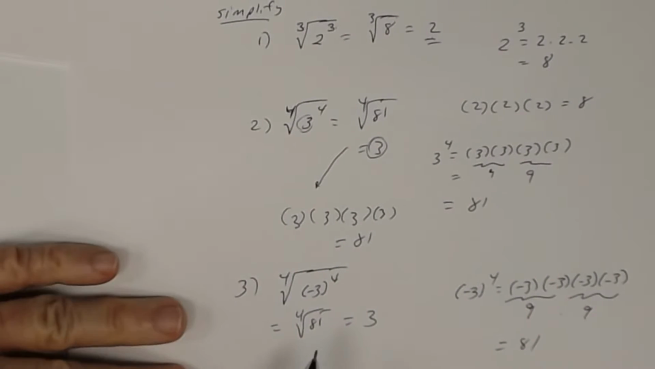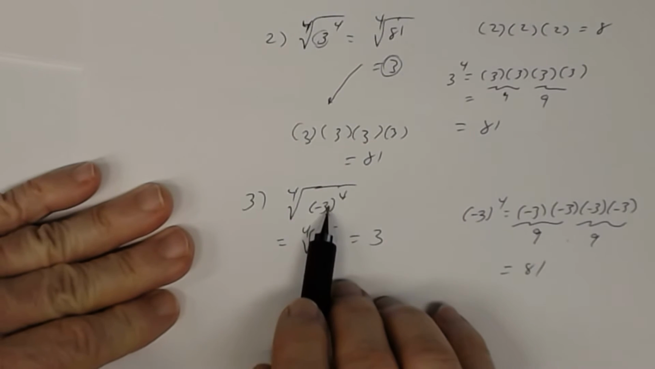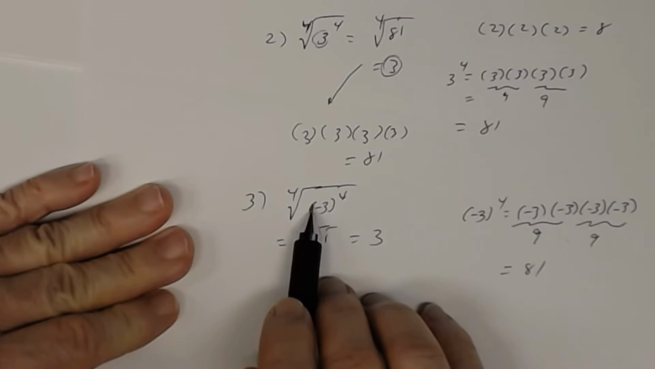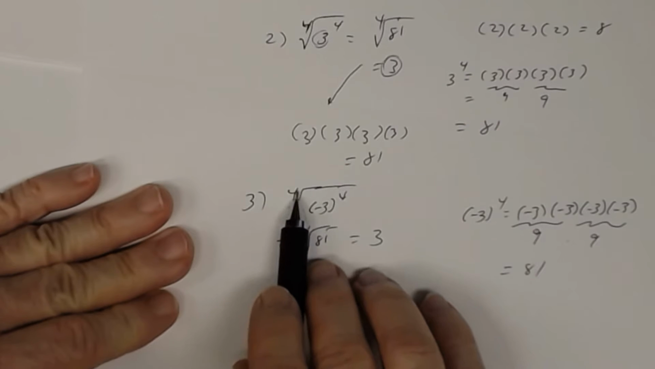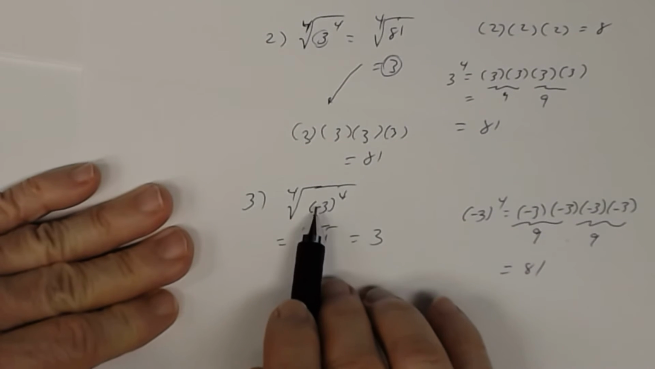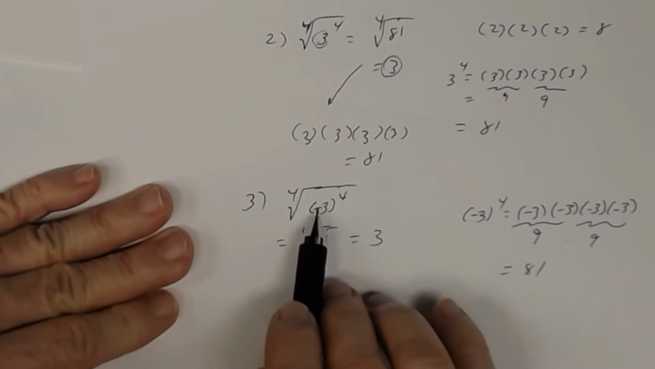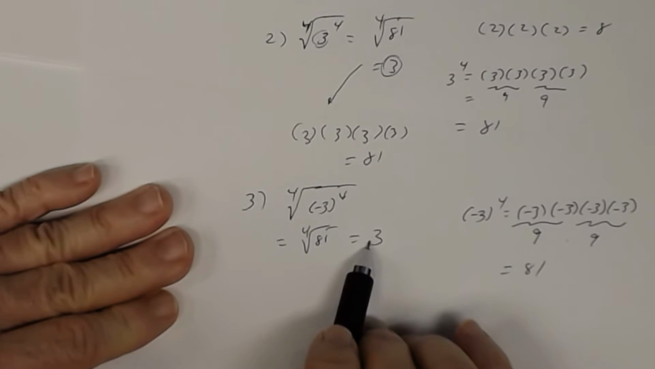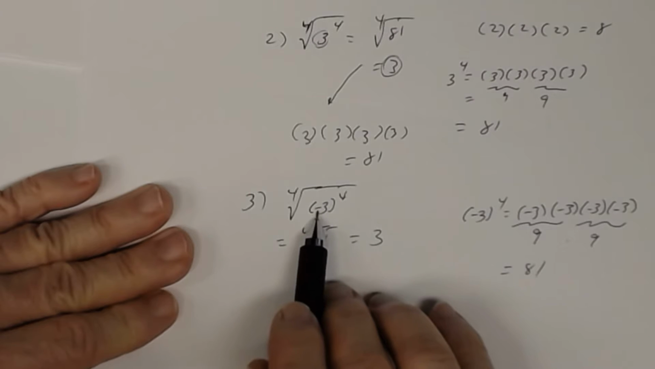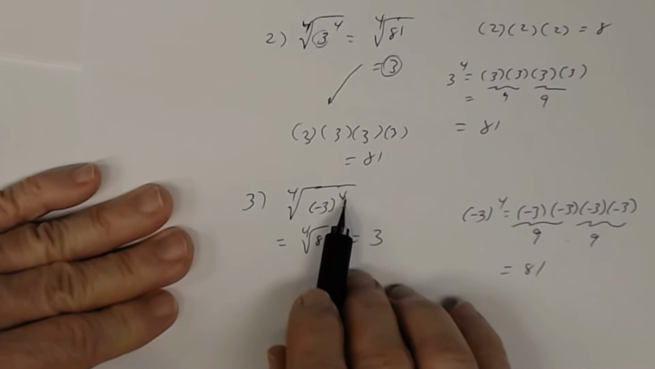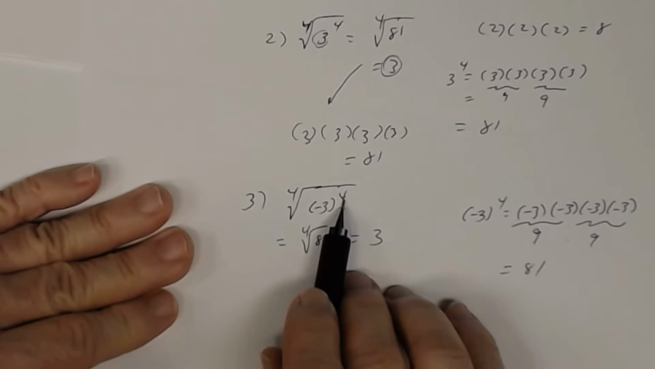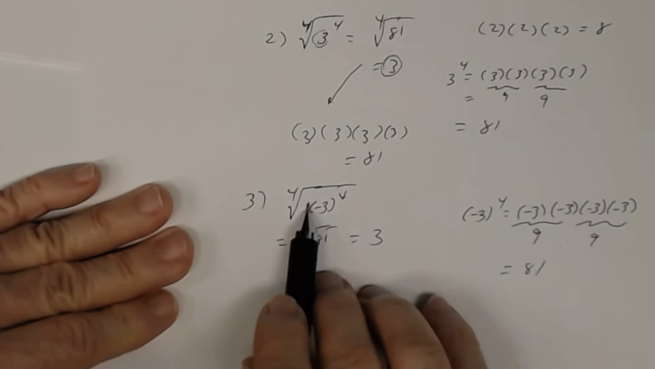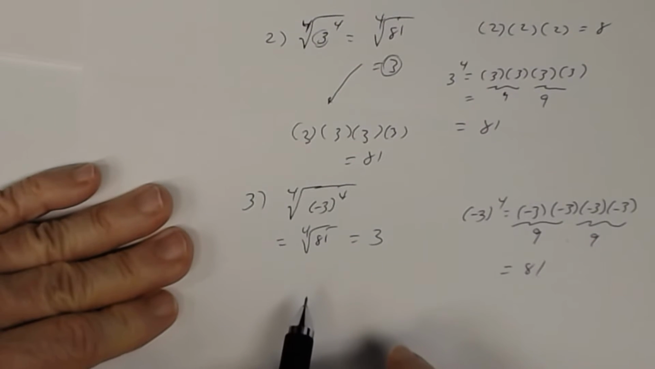So this is where you have to be careful. Whenever the base is negative, and the index and the exponent are the same, you cannot just say it's the base, because the answer is not negative 3. You see it's 3. So if the base is negative and is being raised to an even power, be careful. You're going to take the absolute value of this. So the answer is actually positive.